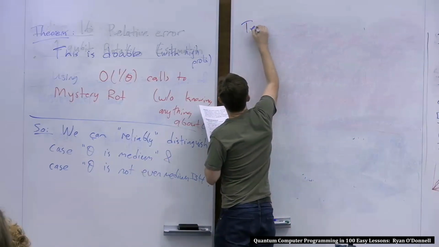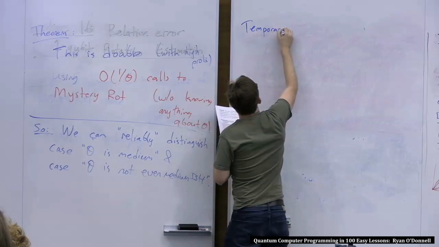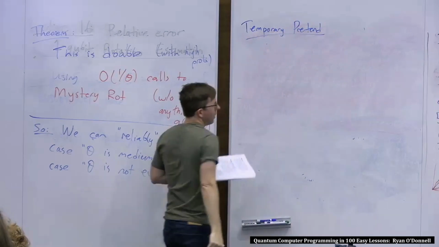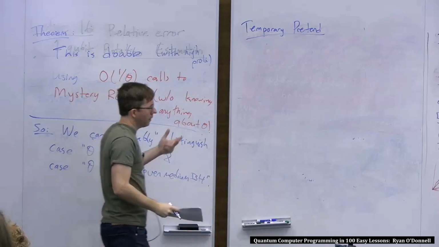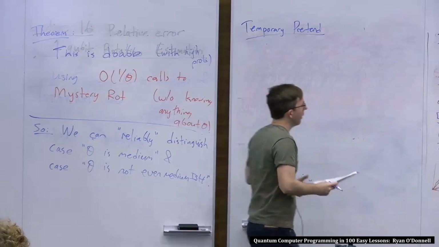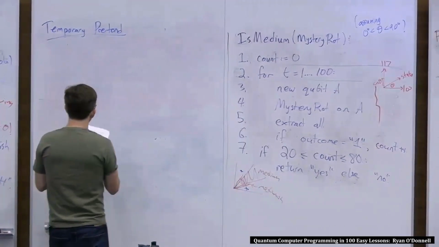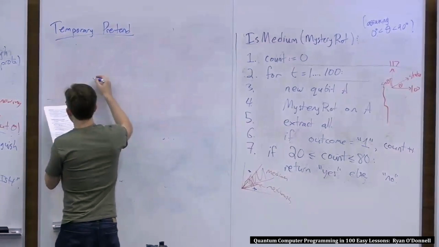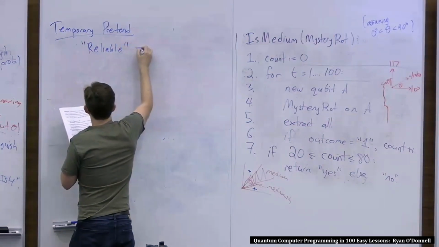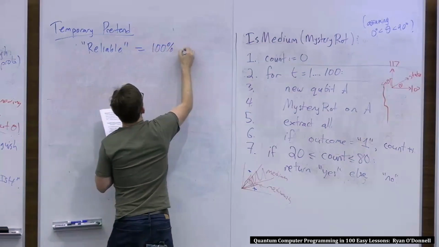So, temporary pretend. Basically, the reason it's okay to pretend it, we'll get to it later, is you can always make this 100 like a million if you want. And that'll make the probability more and more reliable. But anyway, let's pretend that reliable here equals 100% reliable.